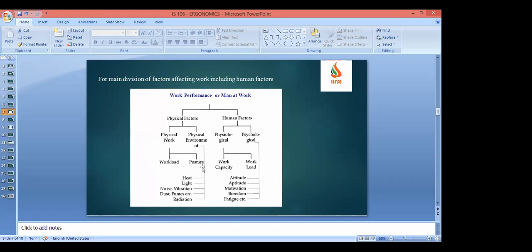Also workload, how much load he is taking. Workload, in the sense, for example, he is capable of performing a 20 kg job, where he can properly load and unload 100 jobs.